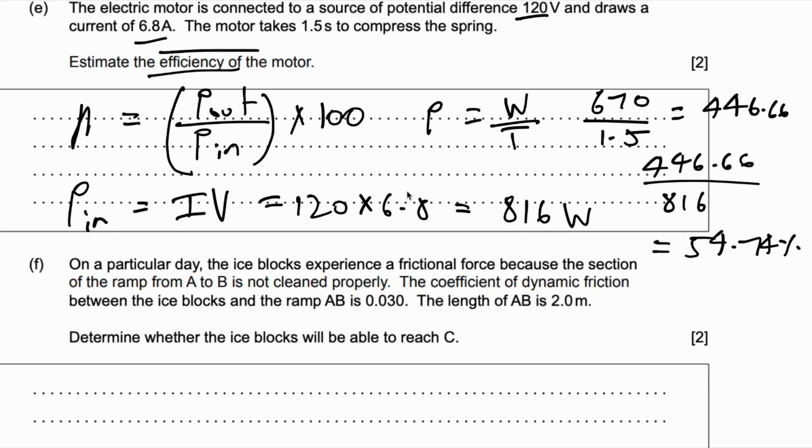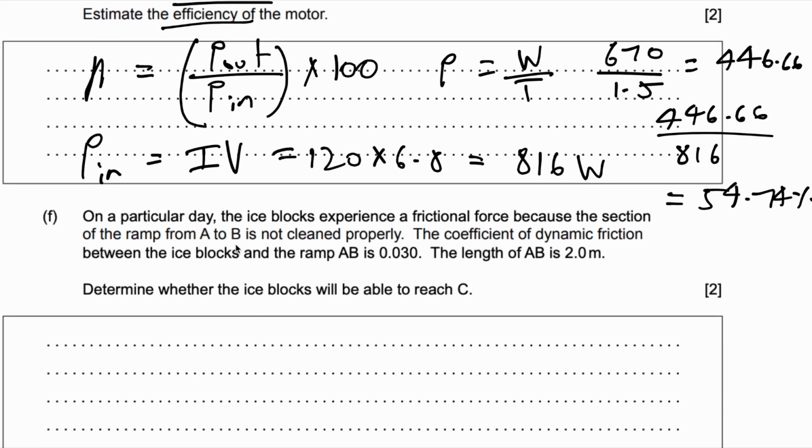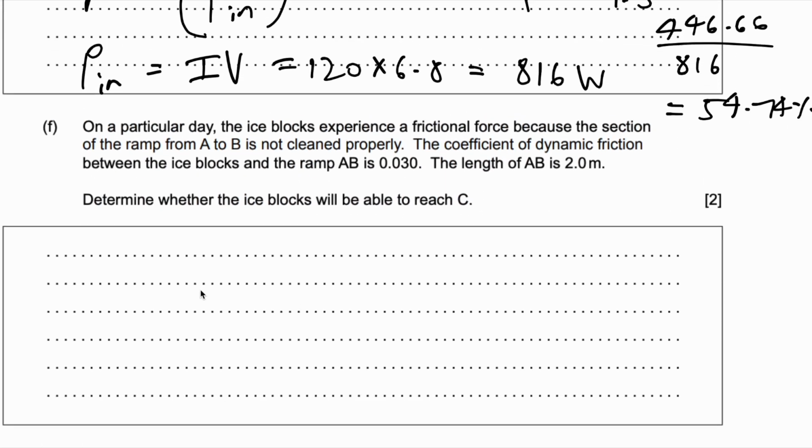Okay. Now, finally, part F. On a particular day, the ice block experiences a frictional force because the section of the ramp A to B is not cleaned properly. The coefficient of dynamic friction between the ice block and the ramp AB is 0.03. The length of AB is 2 meters. Determine whether the ice block will be able to reach C. Okay, let's simply draw this.